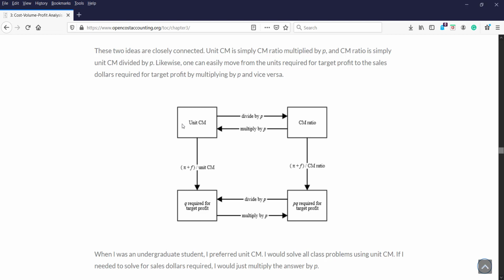Often, like I said, I would start here and the question was asking for dollar sales, and I would simply try to move across. If I were more comfortable with CM ratio, I could do one step. Simply calculate the CM ratio and move down to get target sales, total sales for target profit.